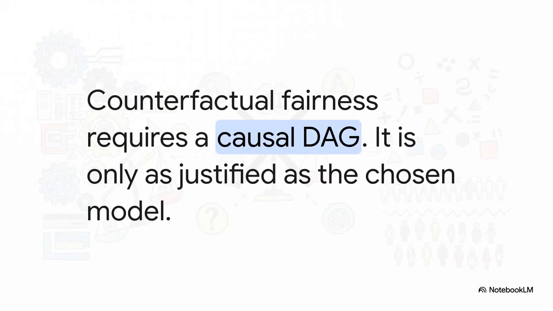But to test this alternate reality, you have to build a causal DAG, that's a directed acyclic graph. Essentially, it's a hand-drawn map of how variables influence each other in the real world. Like, does your zip code influence your income, or does your income influence your zip code? This means this highly rigorous mathematical fairness standard is really only as justified as the causal model you explicitly choose to draw. If your map of how the world works is flawed, well, your counterfactual fairness measurement is going to be fundamentally flawed right alongside it.